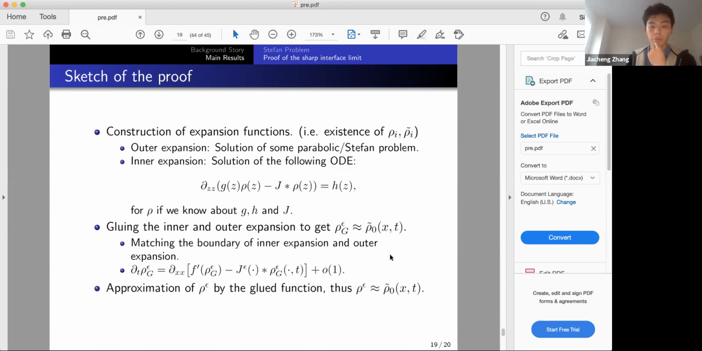And the final step would be to approximate this rho epsilon by the glued function, and therefore automatically this rho epsilon will converge to this rho tilde 0, which is the actual limiting function here. So this is basically the sketch and the big idea of our proof. Of course, there are some detailed technical parts of it that I will not include in today's talk, but basically this is the big picture and the big idea of our work.